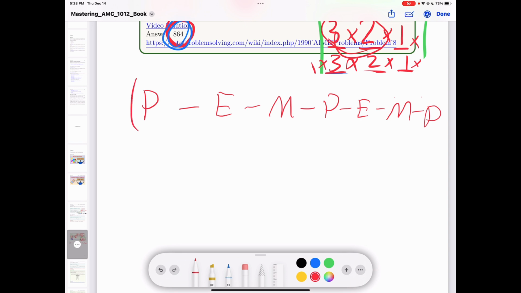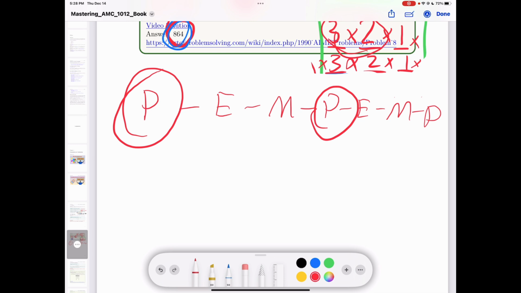So we found that there were quite a few methods to getting this PME, and then, yeah, there's just quite a few. I'm thinking maybe there's 3 ways to do the first P, but that means there's also 2 ways to do the last 2 P's. I think that might be it.